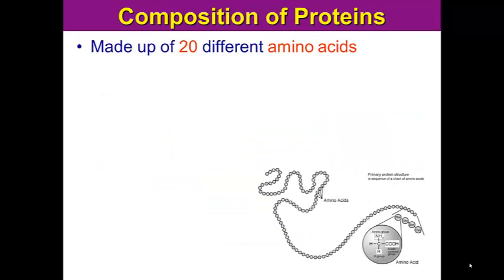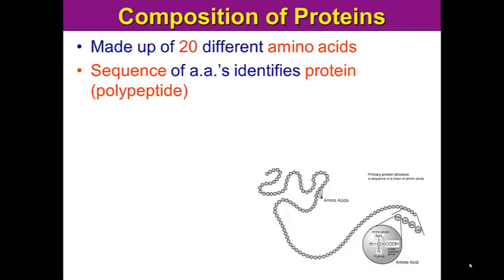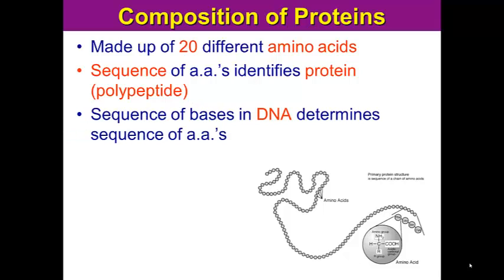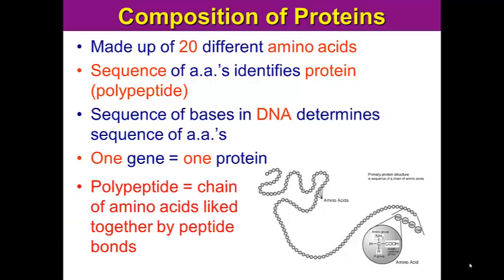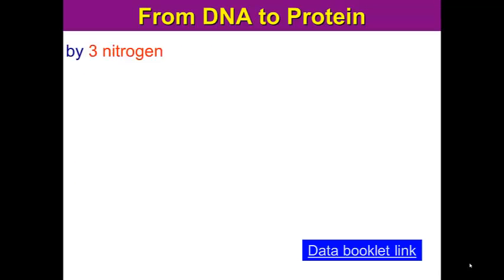What are proteins made of? They're made of 20 amino acids. The sequence of amino acids identifies a protein or a polypeptide. The sequence of bases in DNA determines its sequence of amino acids. One gene is equal to one protein. A polypeptide chain of amino acids is linked together by peptide bonds.